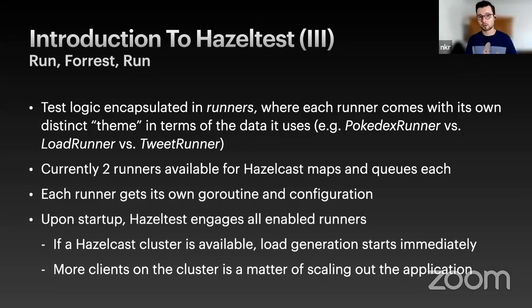If you want to take a look at the source code, you will very quickly find out that those Go routines that the runners get and that the runners run on really sit at the very core of Hazeltest, so they are used a lot. In order to take the ease of use requirement into consideration, if you start up Hazeltest, it will immediately engage all of the test components if a Hazelcast cluster is available and if all the runners have been enabled. And then more clients is simply a matter of scaling out the application.